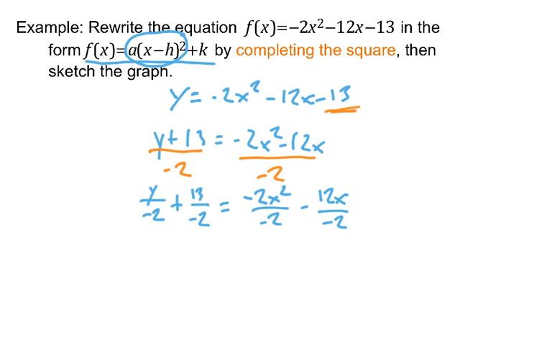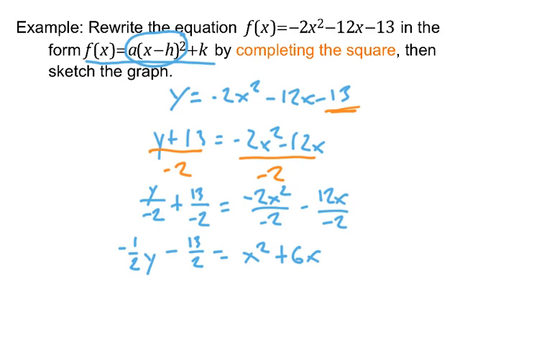Over here on the left, let's express this y over negative 2 as negative 1/2 y. And the second term can be written as negative 13 halves. Don't make that into a mixed number or anything like that. And that's equal on the right. Now here's where we finally see some nice things. The negative 2's divide out. You just have x squared. That's what you wanted. And negative 12 divided by negative 2 is positive 6. So x squared plus 6x.